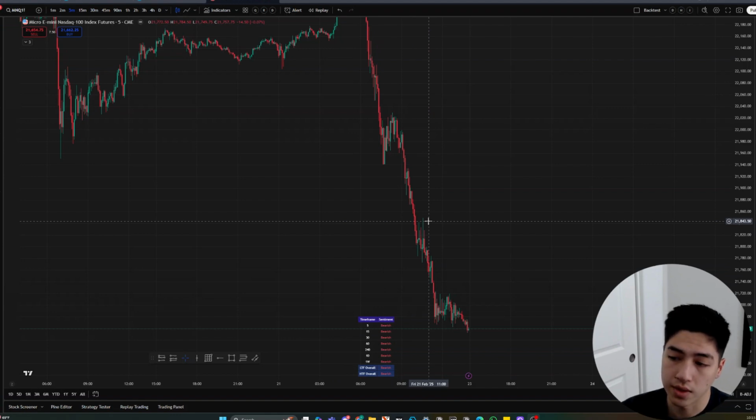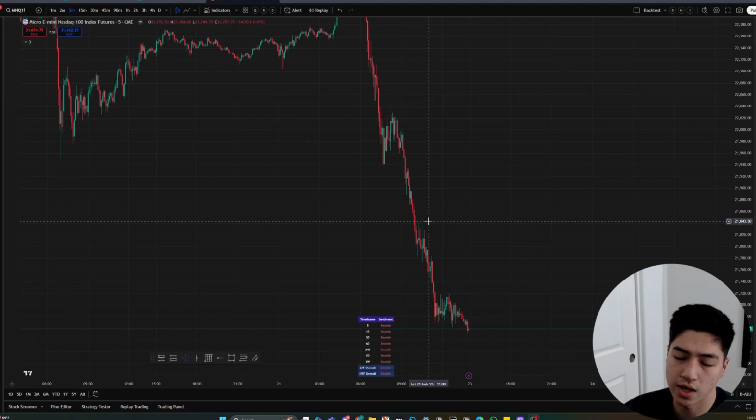The way that the overall sentiments are calculated is for the first 3 time frames, those should be your lower time frames, it has a 2 out of 3 rule. So if 2 out of 3 of the time frames are bullish, then it's going to give it an overall bullish sentiment. If 2 out of 3 are bearish, then it's going to give it a bearish sentiment. Same goes for the higher time frame.